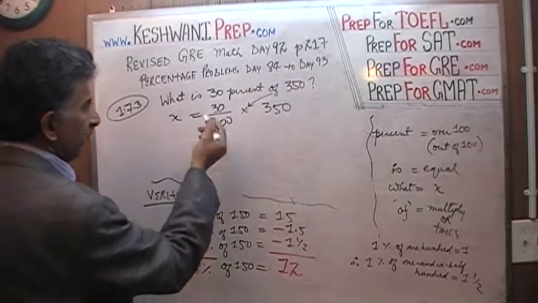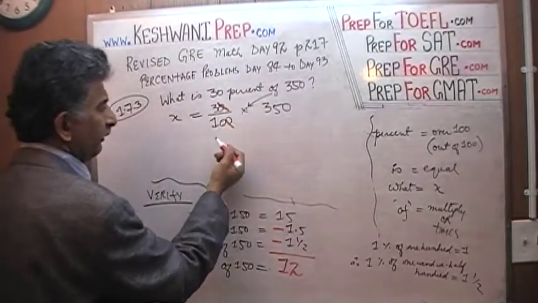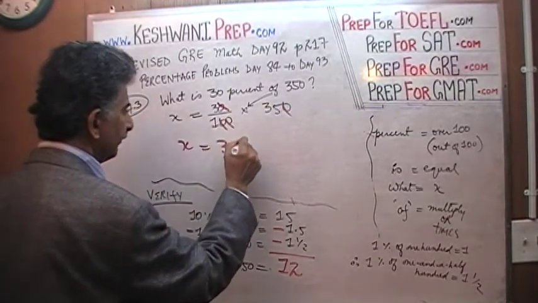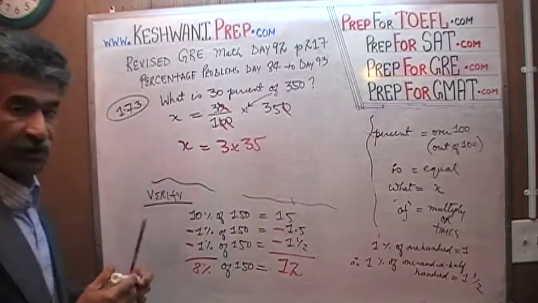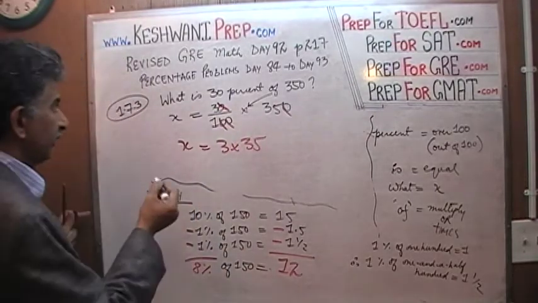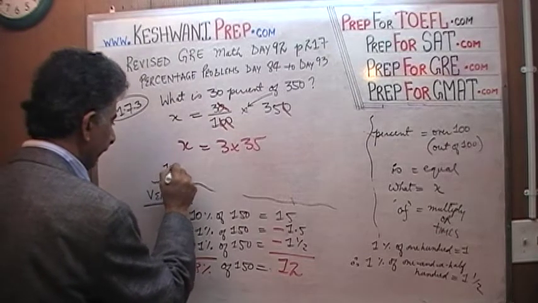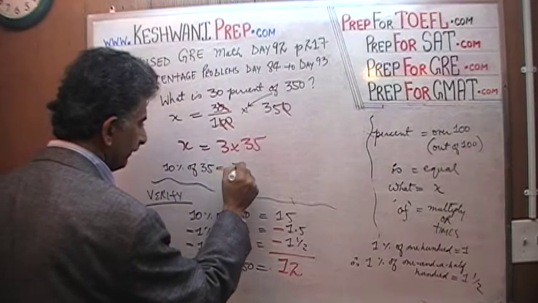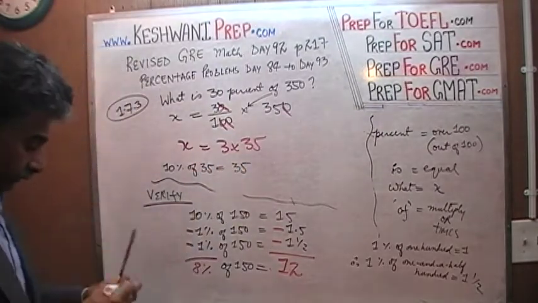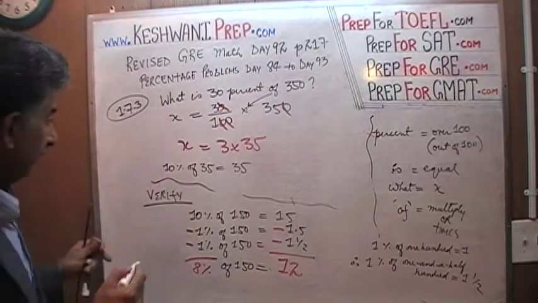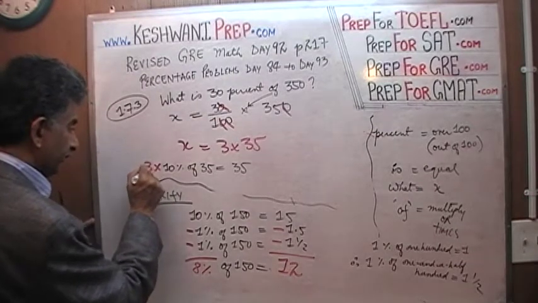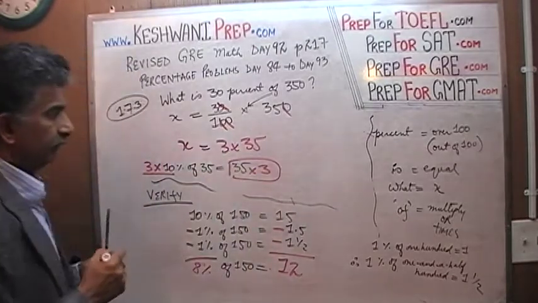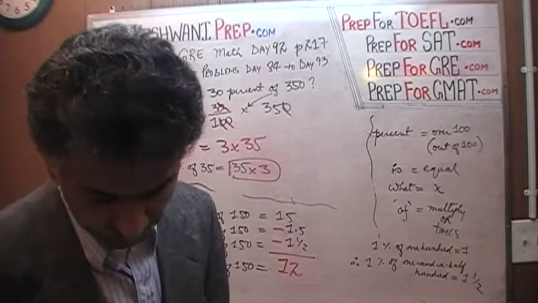Divide top and bottom by 10, that takes out this 0. Divide top and bottom by 10 again, that takes out that 0. So our x equals 3 times 35. Which makes perfect sense because 10% of 350 equals 35. Therefore, if you want to find 30%, you take 3 times the amount. 10 times 3 must equal 35 times 3, which is exactly what that is. It makes sense.